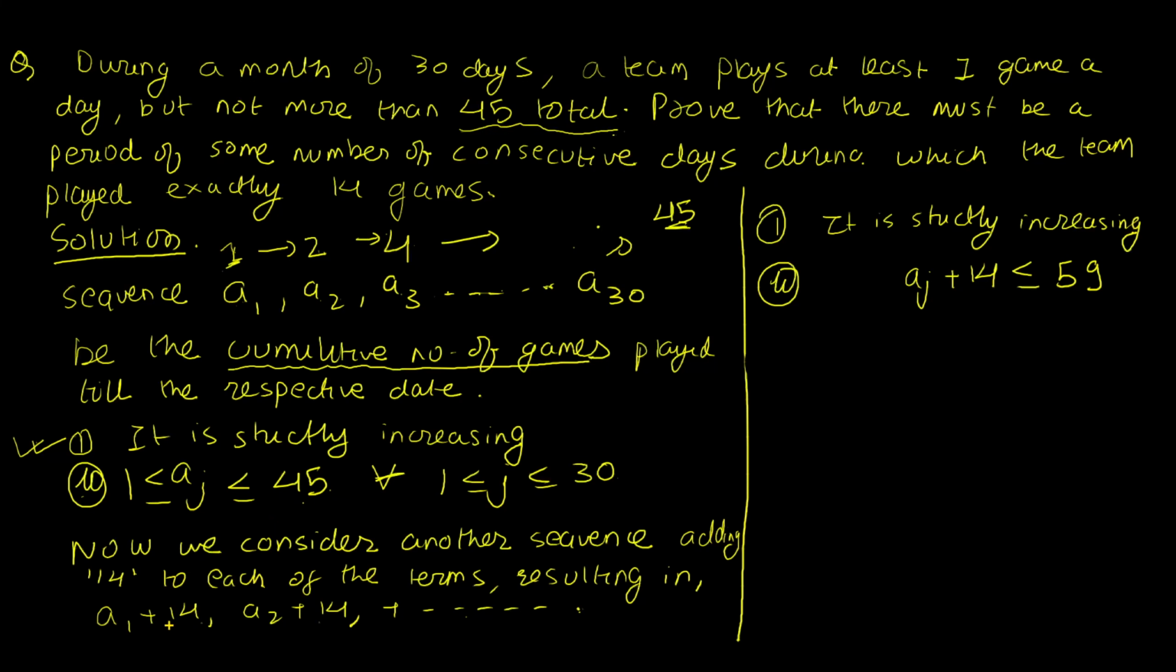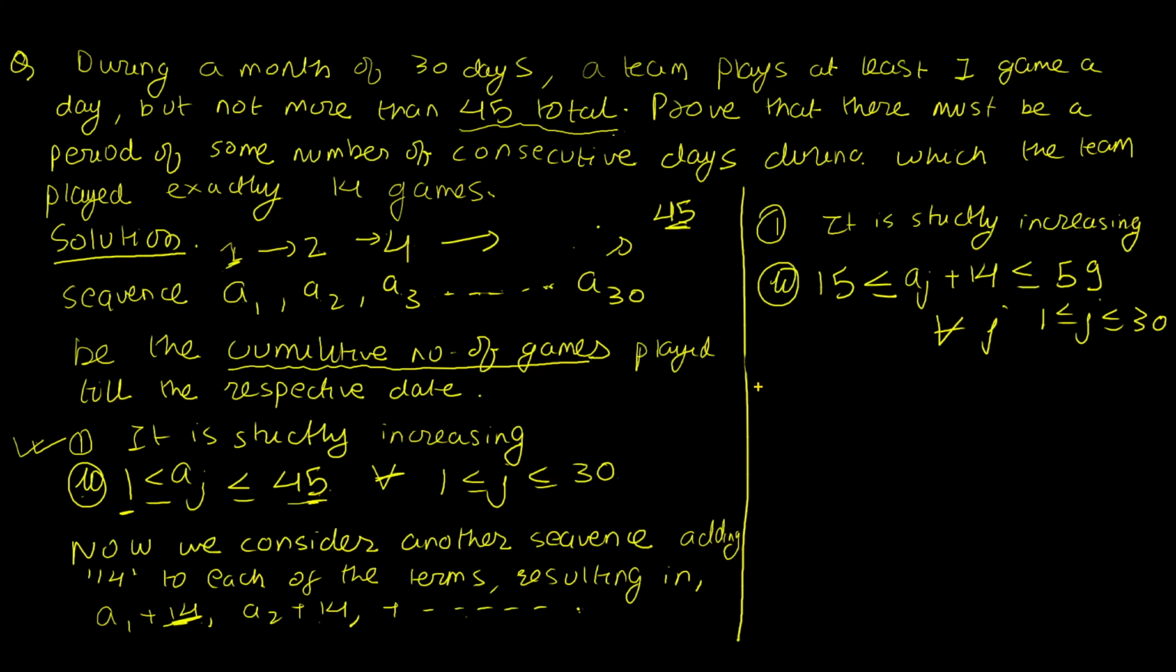But if I'm choosing to add 14, I need to add it not just to this 45, but also to the starting limit. So if my original number is between 1 and 45, when I add 14, it is going to be between 15 and 59. And this fact will also be true for all j between 1 and 30.